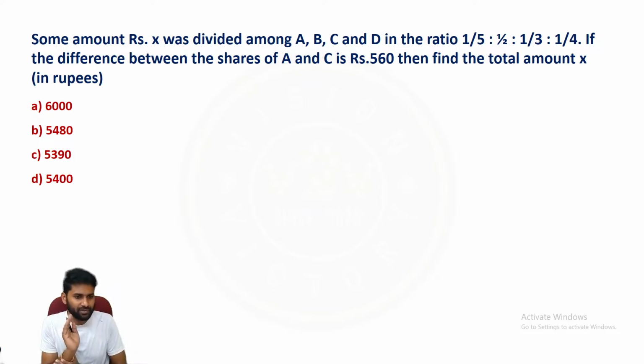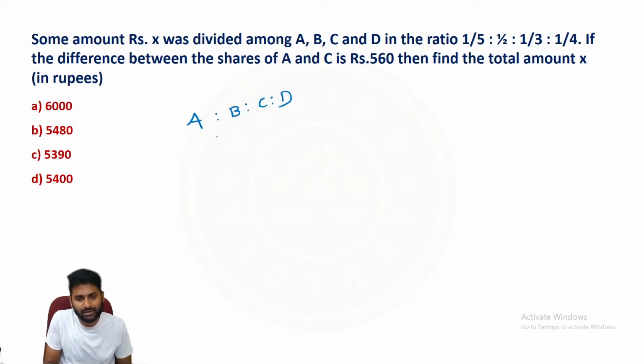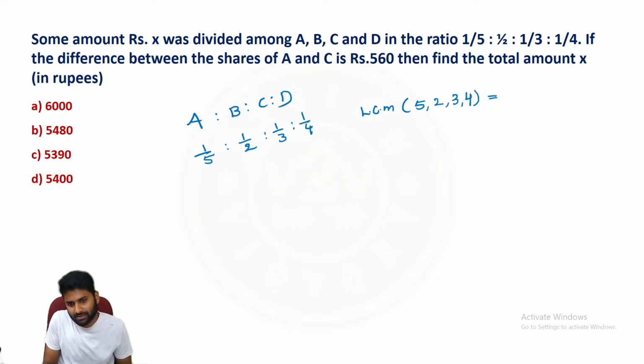Let's go through this information. X was divided among A, B, C, D in the ratio 1/5, 1/2, 1/3, 1/4. First identify the least common multiple of all these numbers: 5, 2, 3, 4. Just identify the least common multiple of 5, 2, 3, 4.